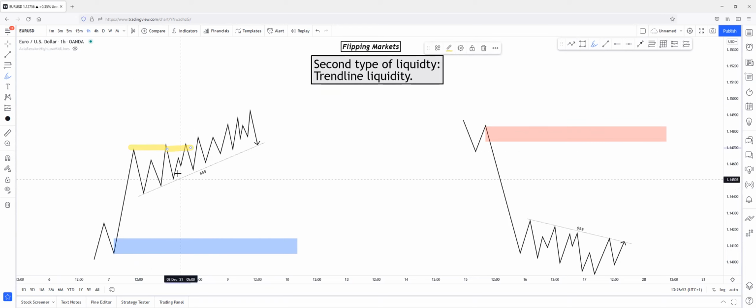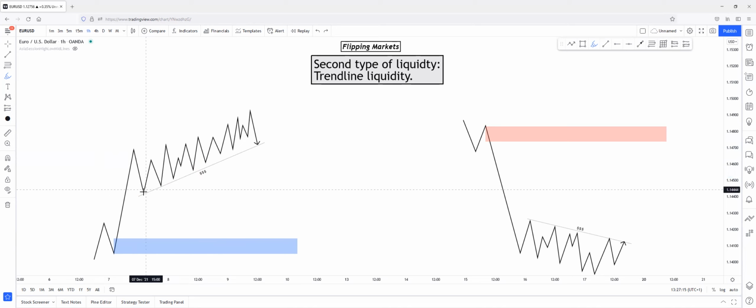Price is breaking structures to the upside slowly, creating some new highs, new lows, new highs, new lows, and these new highs and new lows will form a trend line, because retail traders call this a trend line, and they will open their positions on the trend line touches. So every time price touches this trend line, they will open a buy position here.